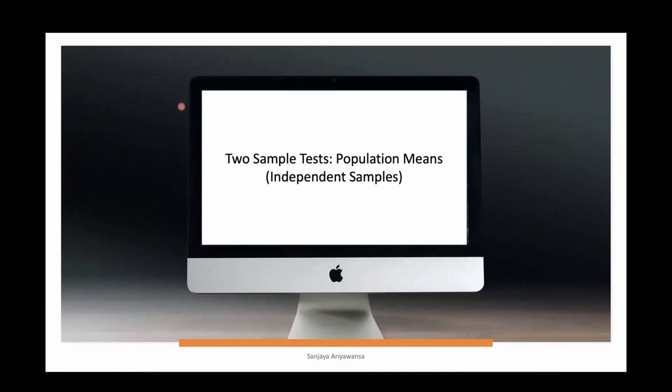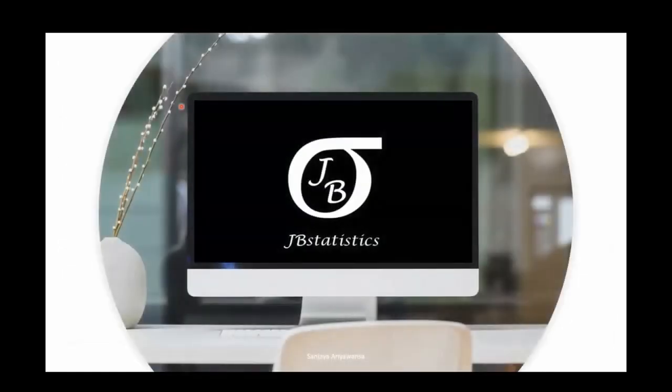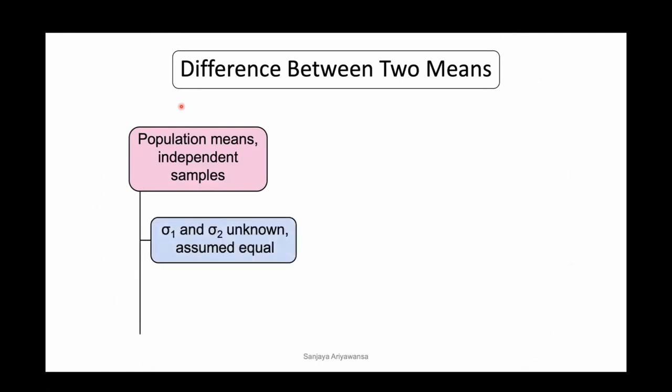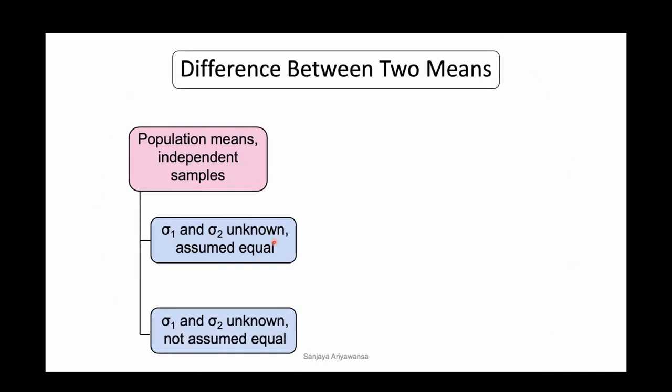So in this particular case, under this scenario, we have two cases. Now remember, we are talking about two samples, right? So we have two cases here. When your population standard deviation of the two samples are unknown and assumed equal. Let me repeat that again. When your population standard deviation of your two samples, sigma 1, sigma 2, are unknown and assumed equal. The next one is when sigma 1 and sigma 2 are unknown and not assumed equal. What do we do?